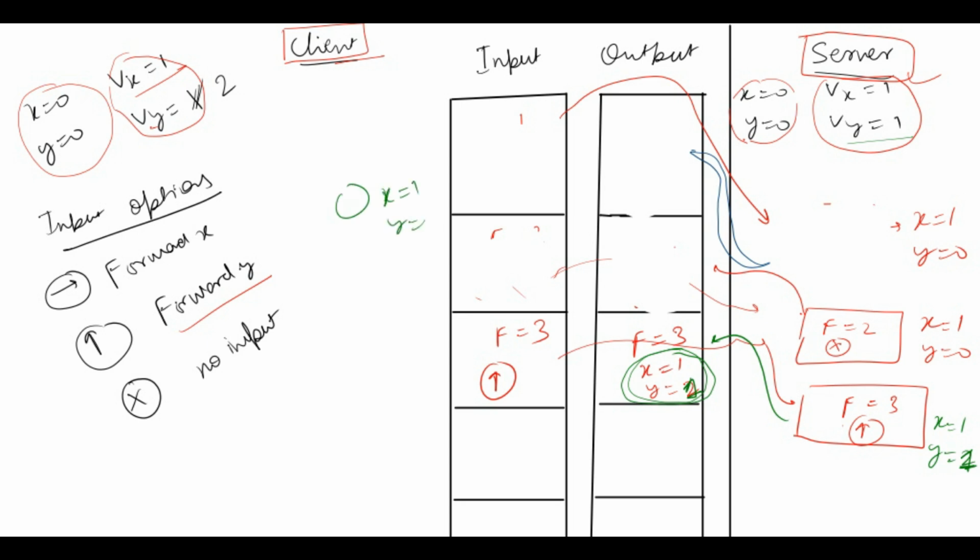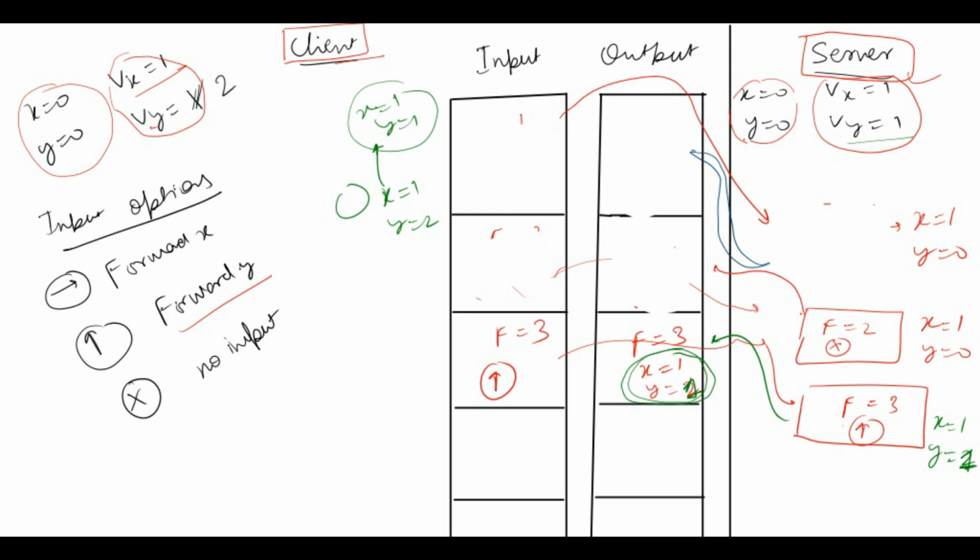It will move back to x equal to 1 and y equal to 1, and it will forcefully reset the server's client character. So now what will happen after that?